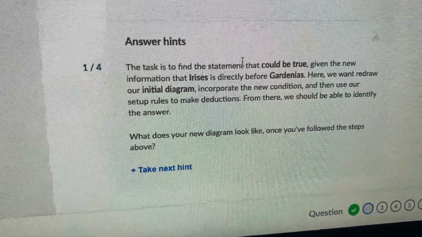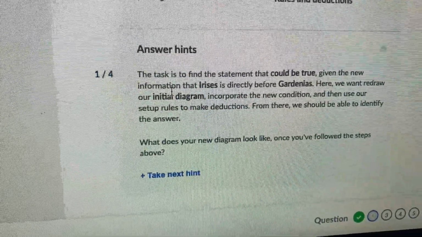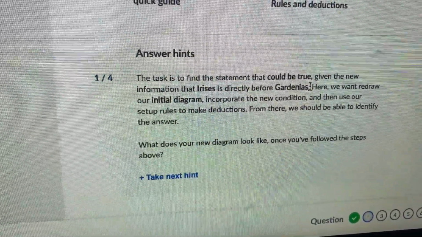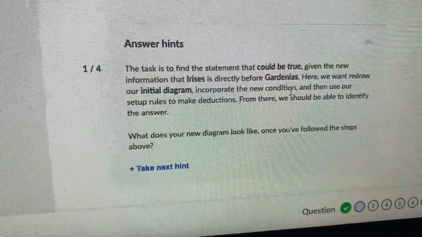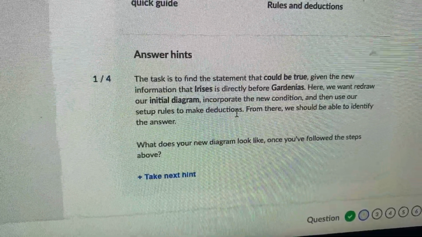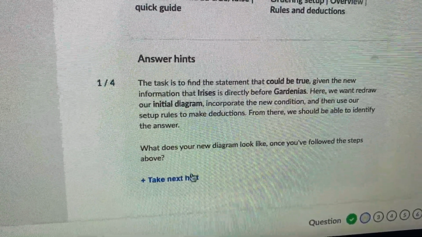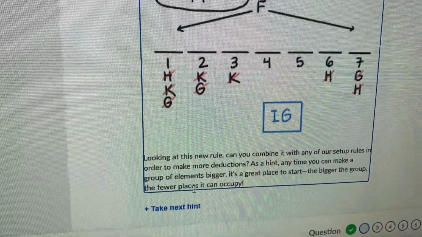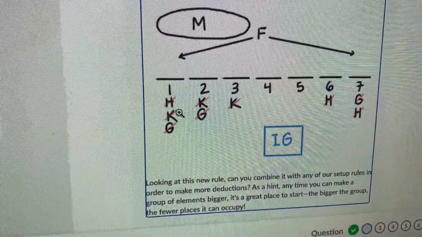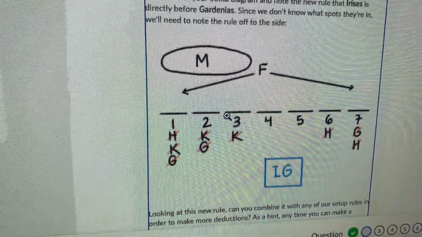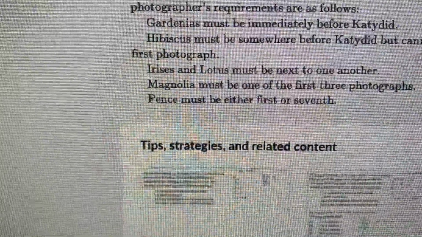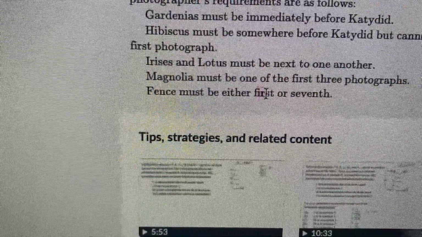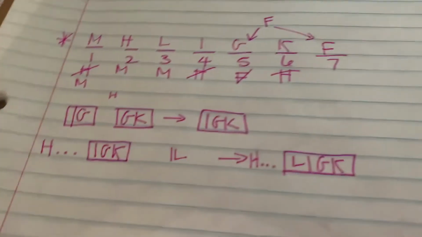So the task is to find the statement that could be true, given the new information that L is directly before G. Here we want to redraw our initial diagram, incorporate the new condition, and then use our setup rules to make deductions. Maybe I did my setup wrong. Did I do my setup wrong? I did F must be 5th or 7th, and it says F 1st or 7th.